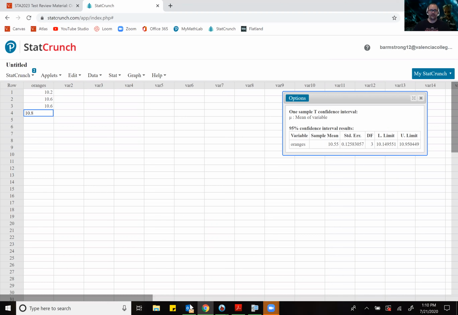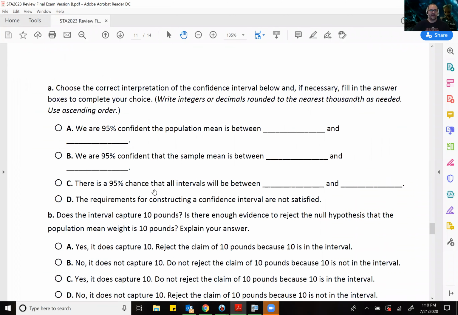All right, so jumping back into this. We know our confidence interval now. Again, it's all about the population, and it's not probability. It's how confident we are. Chance is another word for probability. We already know the requirements were met, so C and D are out. It's between A and B. And again, it's going to be A because it's about the population. So A is our choice.